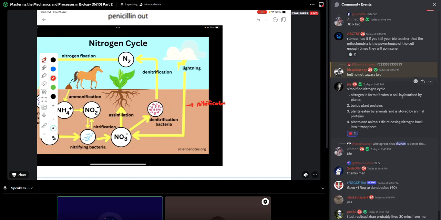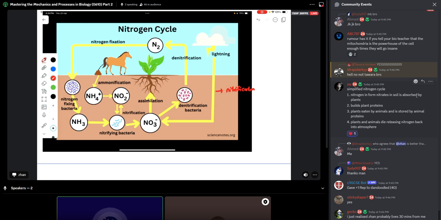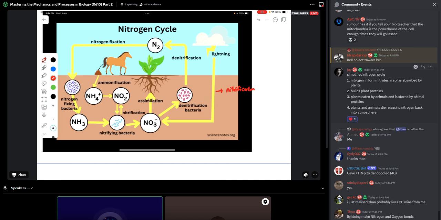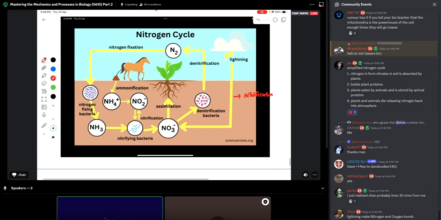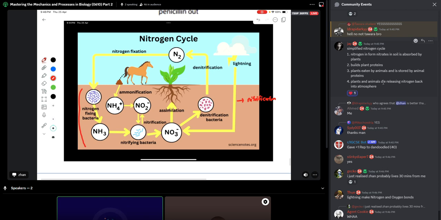Okay, all right. Then we look from... well, it's getting confusing. So nitrogen fixation. Okay, this part. Let's look at this part.